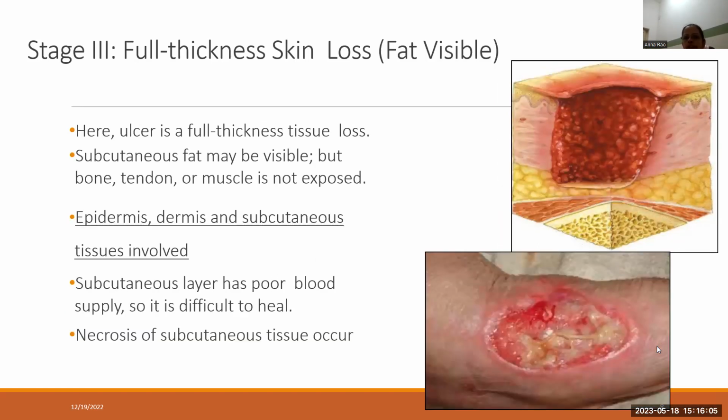Third stage is full thickness skin loss. Here you can see fat also. Now the subcutaneous fat is visible, and in this particular layer of skin, there is less blood circulation. Because of that, many times it becomes very difficult for the ulcer to get healed. And you can see the surrounding tissues also. They are also at different levels of the bed sore.